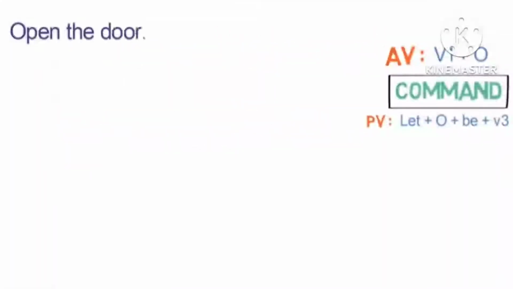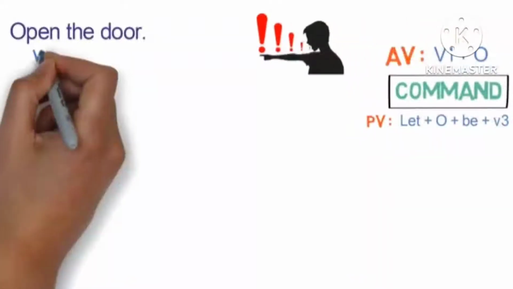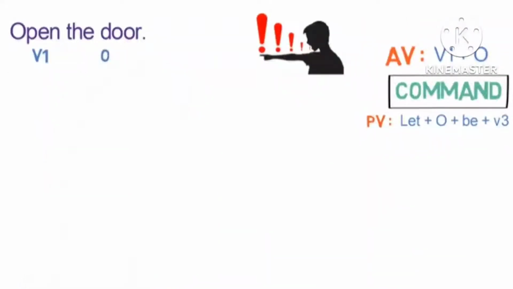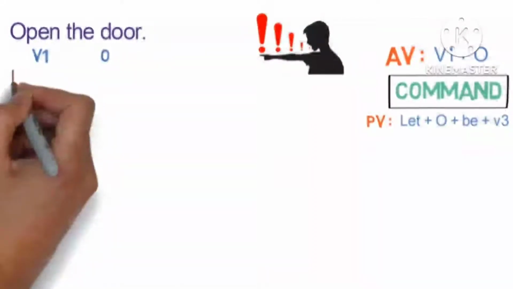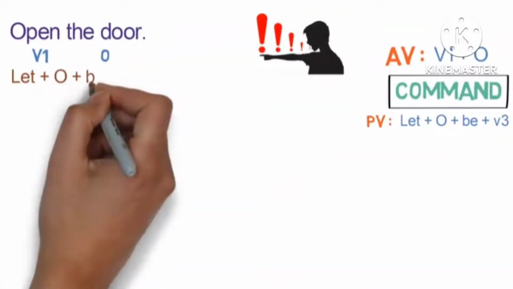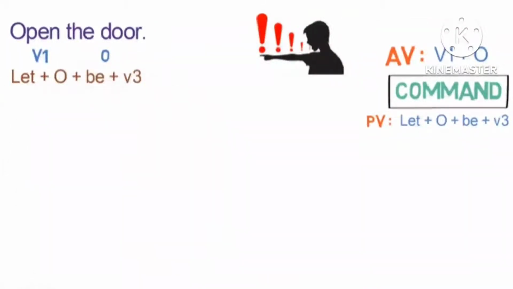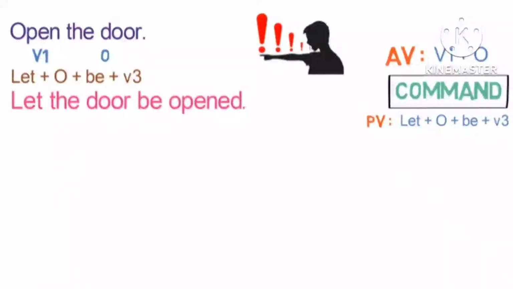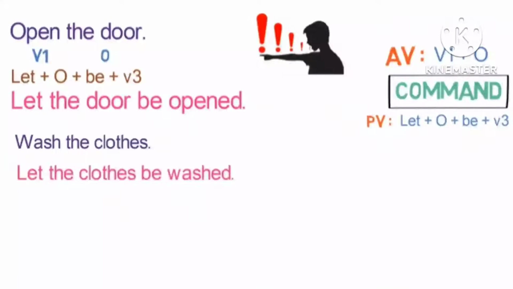Open the door. Here the structure is verb's first form plus object. Converting it to a structure let plus object plus be plus verb's third form, it becomes let the door be opened. Let's look into some more examples of it. Wash the clothes. Converting it to a structure let plus object plus be plus verb's third form, it becomes let the clothes be washed. Let's look into one more example of this kind.